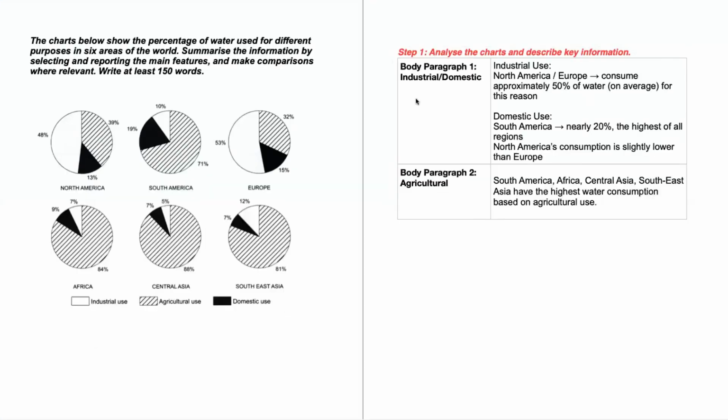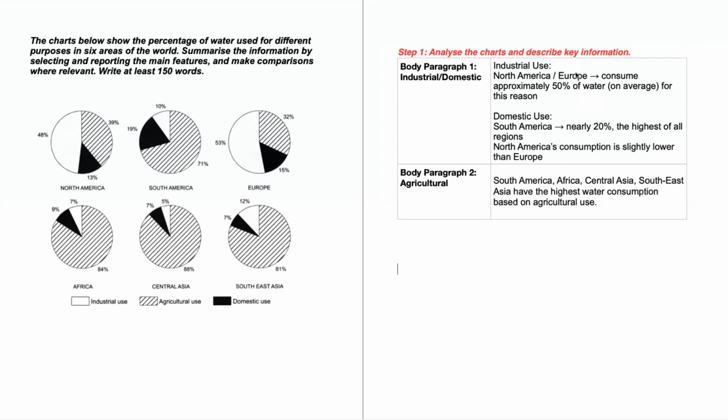So I've separated industrial and domestic into body paragraph 1. I've grouped the 2 smaller together. And then body paragraph 2 will talk all about agricultural use. So for body paragraph 1, we are simply going to separate industrial and domestic in a very organized manner.